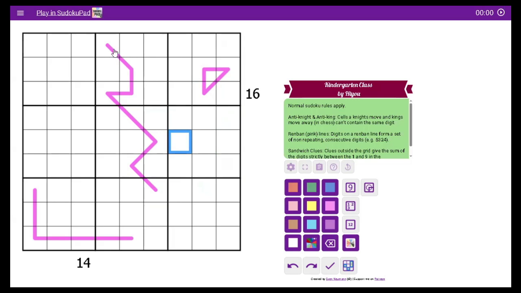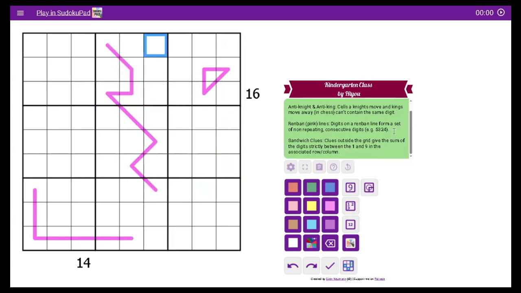5, 3, 2, 4. So these digits on the Renban form a set of non-repeating consecutive digits in any order. Sandwich clues. Clues outside the grid give the sum of the digits strictly between the 1 and the 9 in the associated row or column. So there's a 14 here. This 14 means the sum of the digits between the 1 and the 9 in the column is 14. 16, sum of the digits between 1 and 9 in the row is 16.